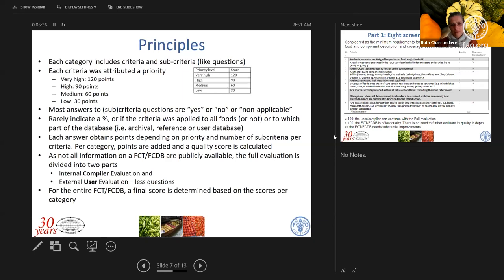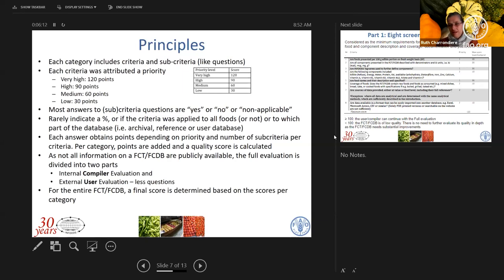And then all the questions are normally answered by yes or no or not applicable, or sometimes in rare cases, you needed to say if it is applicable for all the foods in your database, or if it is applicable to the archival, the reference, or the user database. And based on these answers and the points which were attributed to them, we calculated a score for each of the categories.